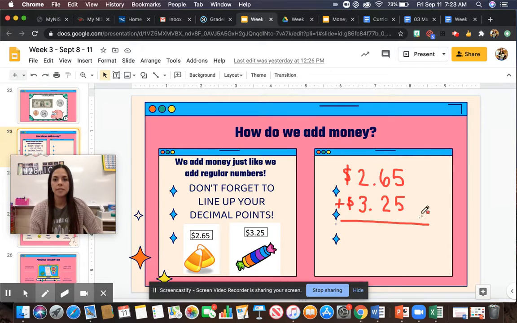All right, here we go. We're going to add it up like regular numbers. 5 plus 5 is 10. So I write my 0 because it's in the ones place, and I'm going to regroup my 1. 6 plus 2 is 8. Adding my 1 is 9. I don't have to regroup because it was a single digit number. I'm going to bring down my decimal point. And then I have 2 plus 3, which is 5. So the total cost of that candy is $5.90.